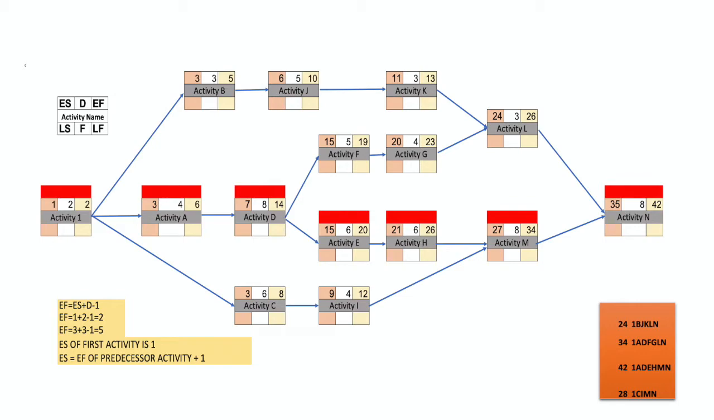So from activity H, we will go to activity M. We will use early start 26 plus 1, 27. 8 days duration, 34.